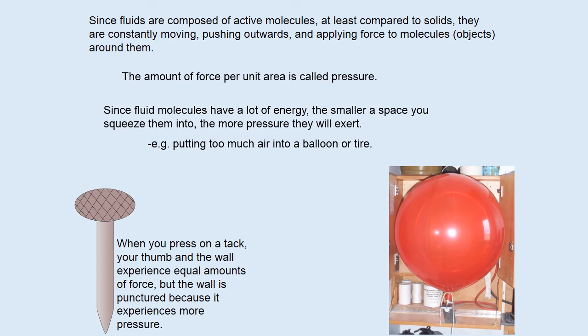If you press down on the desk with the palm of your hand, and then the tip of one finger, you'll find that it strains the tip of your finger more than the palm of your hand. This is because you're concentrating the force and increasing the pressure. A lot of force on a small area means high pressure. Since fluid molecules have a lot of energy, the smaller space you squeeze them into, the more pressure they will exert. If you put too much air into a balloon, it pops, because the pressure is too high for the rubber to sustain itself.